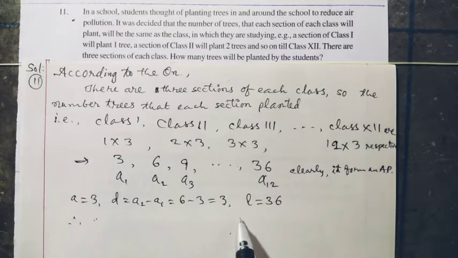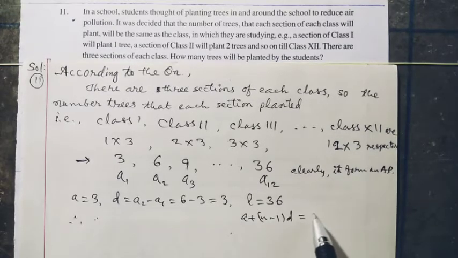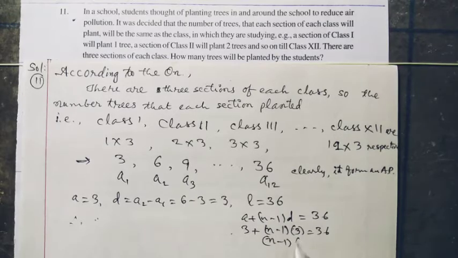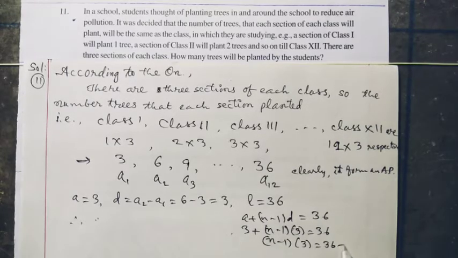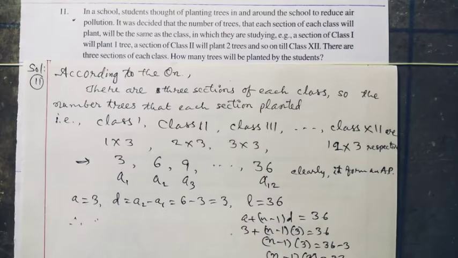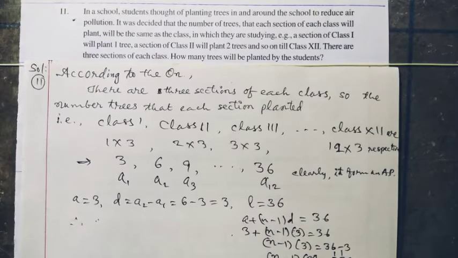Last term: a plus (n minus 1) into d is equal to 36. Here a is 3, d is 3. So 3 plus (n minus 1) into 3 is equal to 36. (n minus 1) into 3 is equal to 36 minus 3, which is 33. So n minus 1 is equal to 11, plus 1, n is equal to 12.